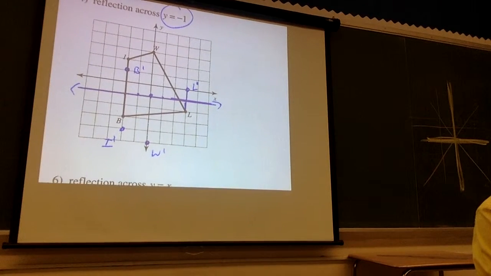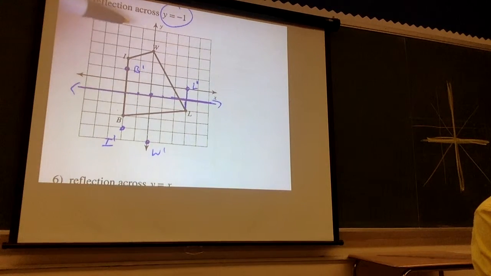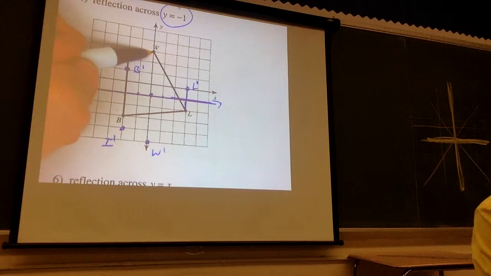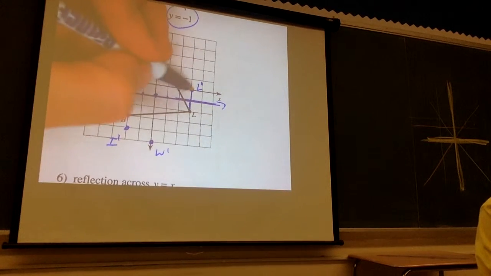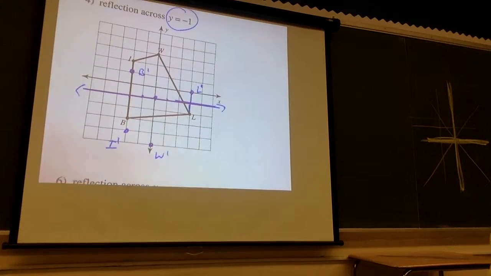This is I prime. Now, again, make sure we're connecting all the correct points. W and L went together, so L prime and W prime, those will go together.